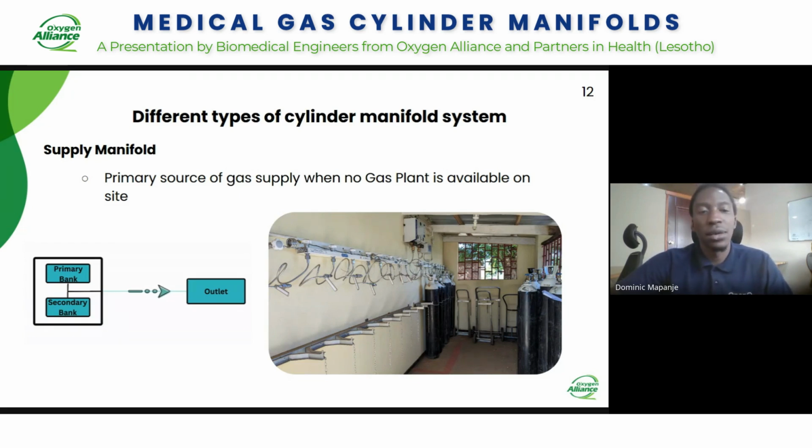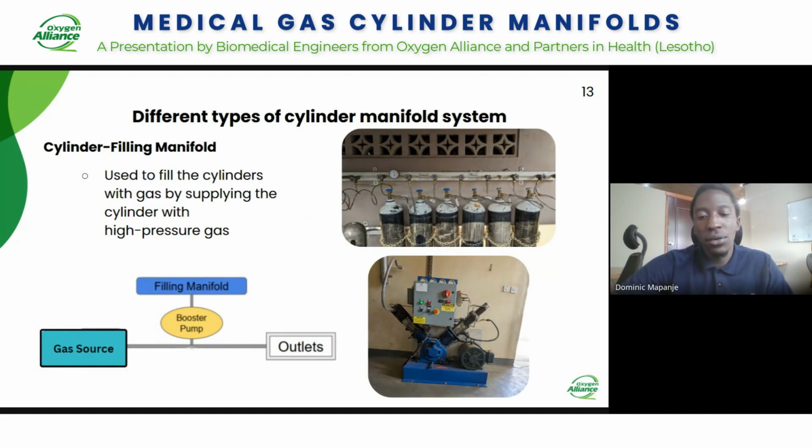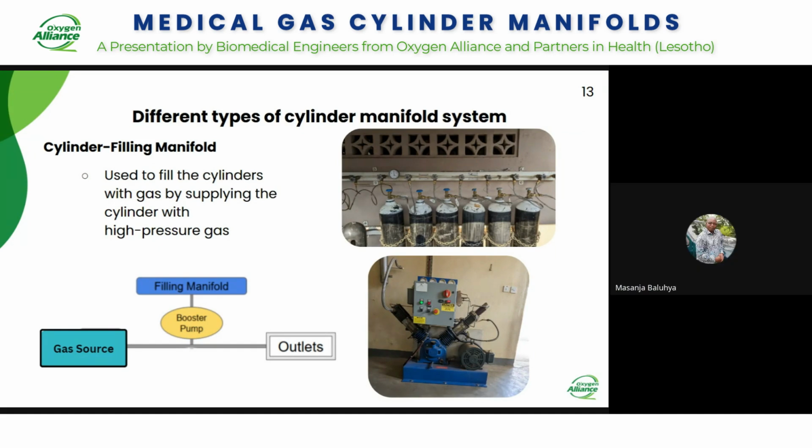So as you can see in the picture, we have the supply manifold, and we have a block diagram showing the primary bank, secondary bank, and then the outlet. And then we have the cylinder filling manifold. So this is used to fill the cylinders. So you fill the cylinders at a higher pressure. This means you need to have a gas source where you're getting your gas, and then you need to have the manifold itself through which you'll be filling the cylinders.